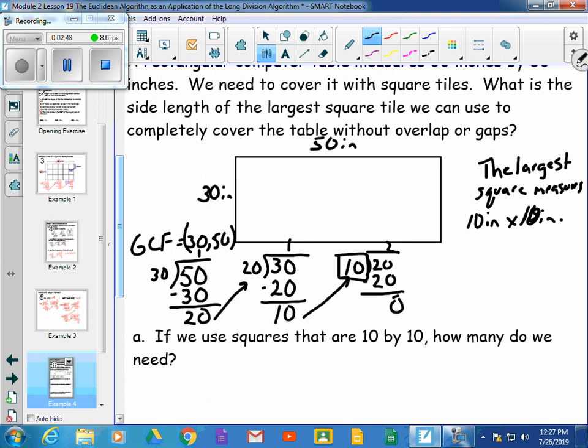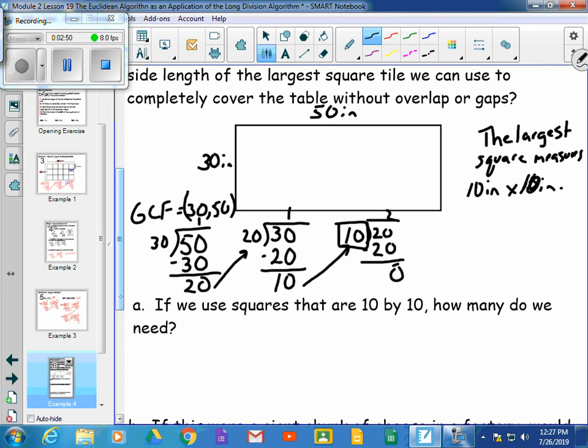Now the next part wants to know how many of those squares that are 10 by 10 do we need. Well, let's first look at this dimension that measures 30 inches. If we're going to fill that in with squares that measure 10 inches by 10 inches, we could fit 3 of those in along that way. We would have 10 inches here, 10 inches here, 10 inches there.